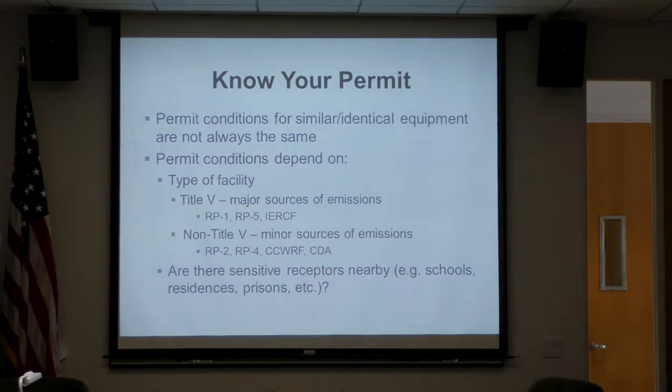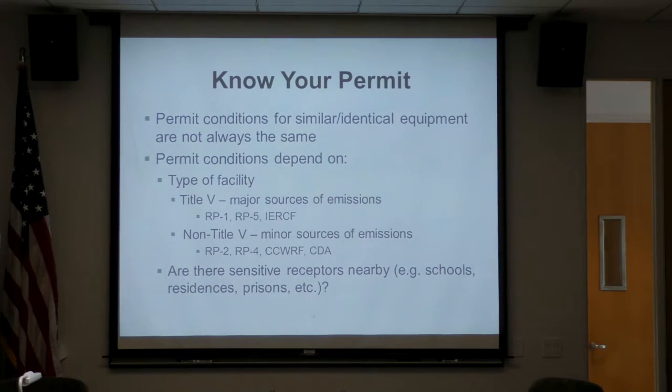For the other facilities, such as RP2, RP4, Carbon Canyon, and CDA, these are referred to as non-Title V facilities because they are minor sources of emissions. So they don't have as many record-keeping requirements and reporting requirements to follow as compared to the Title V facilities.